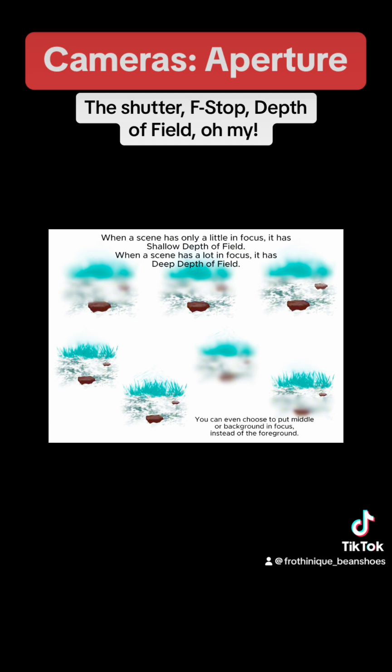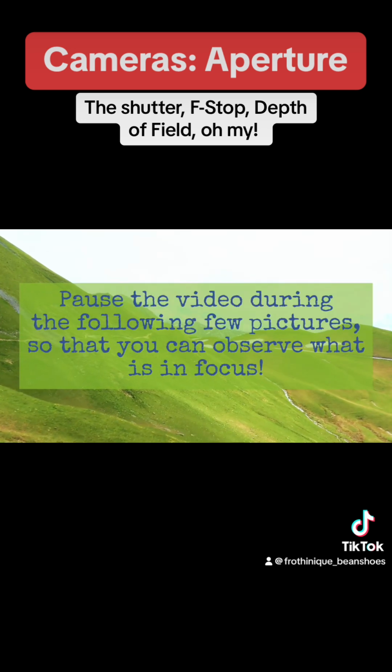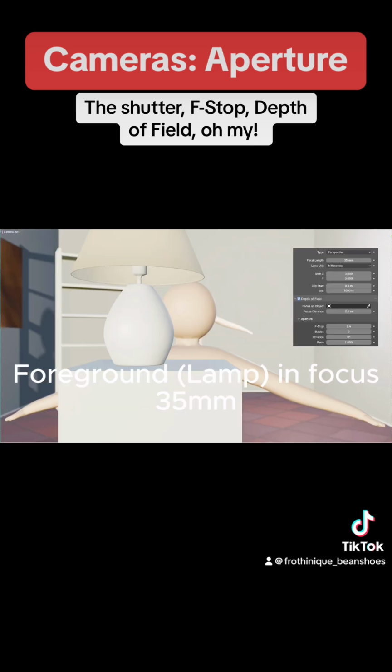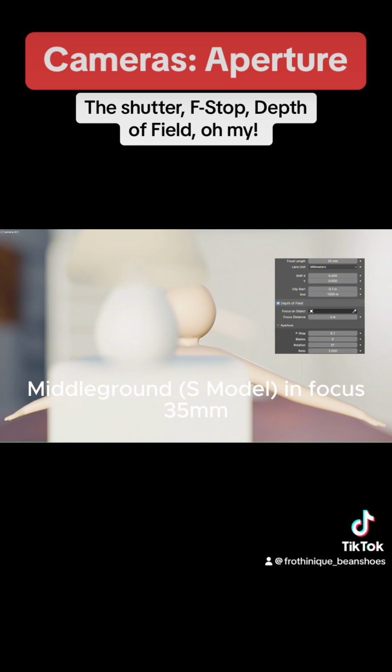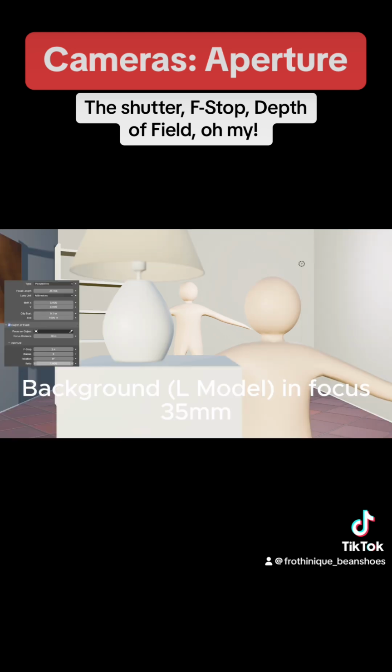There's even a way to have the background or the middle ground in focus instead of the foreground. And in these following few examples, you'll be able to see that. In the first 2 pictures, the foreground is in focus at 35 and 50 millimeters. In this photo, only the middle ground is in focus at 35 millimeters. In this photo, everything is in focus at 50 millimeters. And in this photo, only the background is in focus at 35 millimeters.